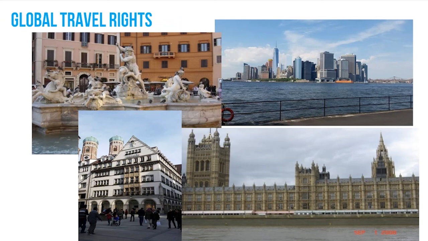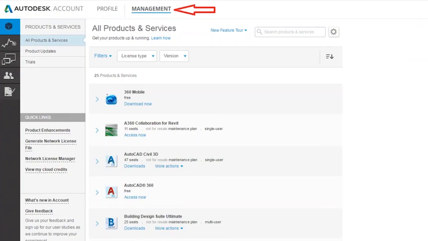Okay, so global travel rights are yet another benefit of maintenance plans and subscriptions. For global travel rights to be applicable, the maintenance plan or subscription must have been purchased in the individual or legal entity's home country. There is no form to fill out or process required to enable this benefit. So this right permits the use of products and services worldwide while traveling outside the country of purchase.